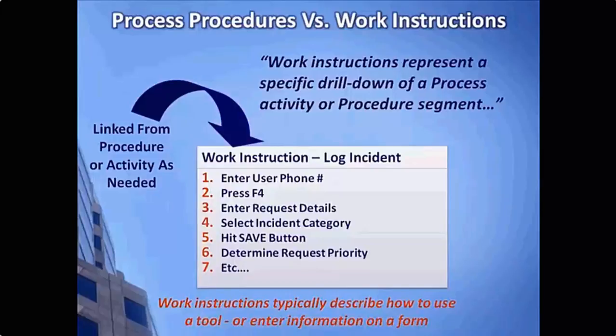And here you may see some very specific items, such as step 1 here. It says enter a user phone number. Actually, you may have a first step which says here's the URL to bring up the appropriate tool. Then I say I need to enter the phone number. I might have to hit this particular PF key. Then I'm going to enter request details. I'm then going to have to select an incident category, maybe from a drop-down menu, hit a save button, then determine the request priority if it ends up that it's really a request.